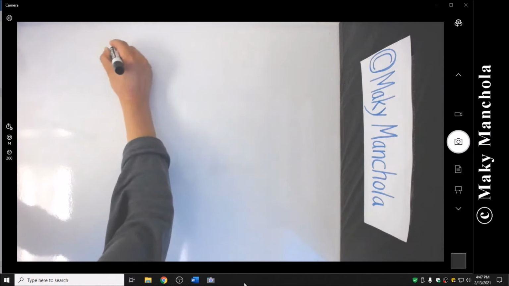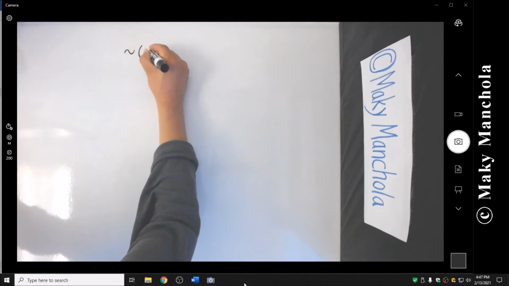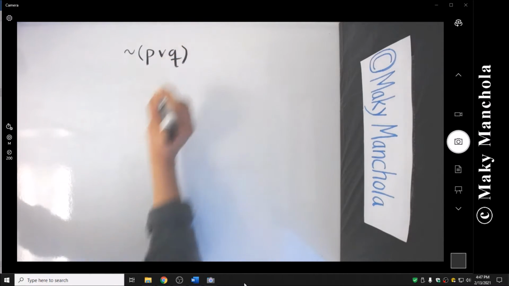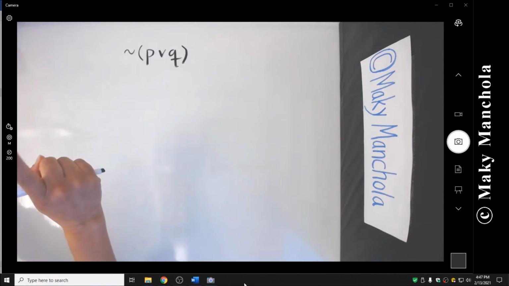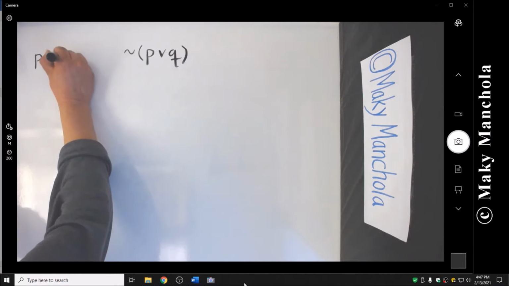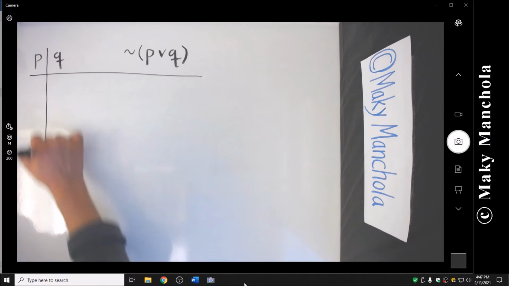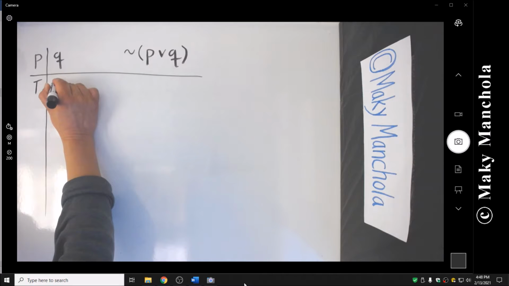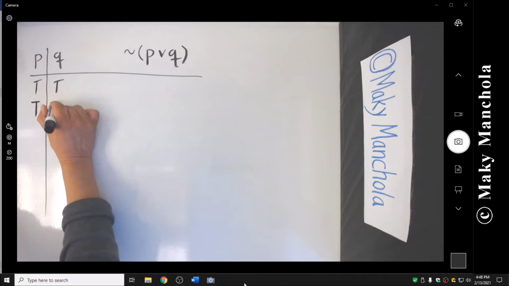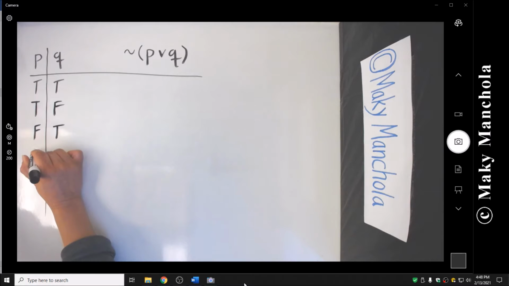So we want to construct a truth table for the negation of P or Q. Now, first, let's come up with the cases for P, Q. Here are the cases. P is true, Q is true, or P is true, Q is false, or P is false, Q is true, or both are false.